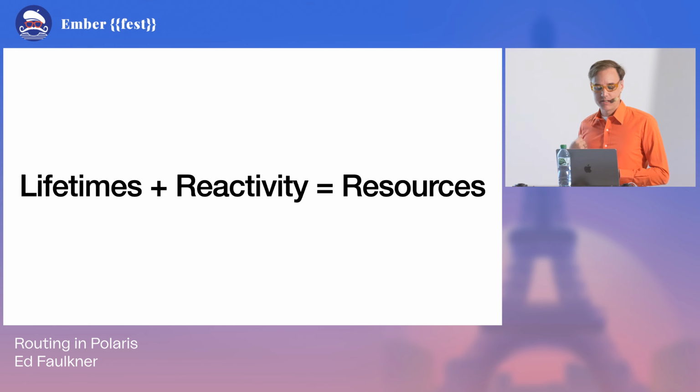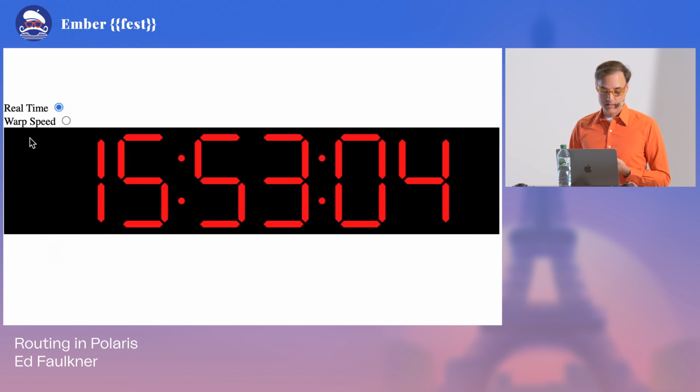Resources really fall out as a consequence of these two other features. You don't need a feature to do resources. You don't have to have some first-class thing in the framework. You don't have to have a library. It really is just a pattern that arises fairly naturally when you have these things. So we're going to do a quick example.